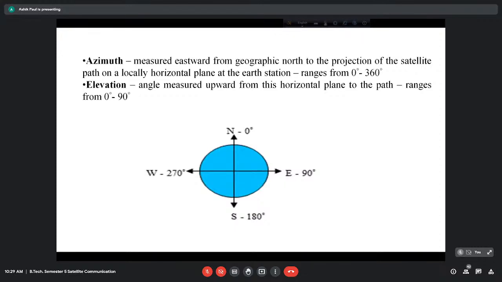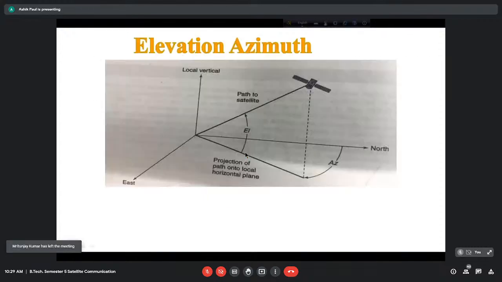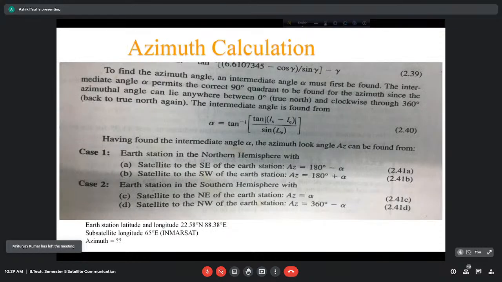Suppose a geostationary satellite is being tracked from, say, Australia or South Africa in the southern hemisphere. Then the satellite will be in either of these two quadrants, because the satellite is located above the equatorial plane. So for that case, when the Earth station is in the southern hemisphere and the satellite is northeast of the Earth station, the azimuth will be simply alpha. And if it is northwest, then it will be 360 minus alpha.